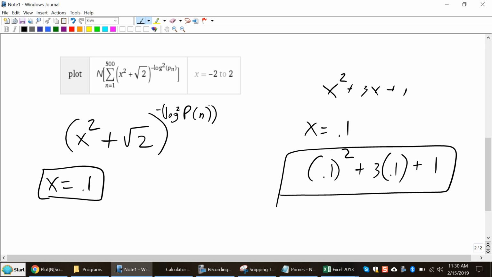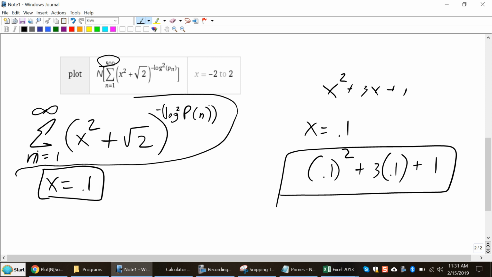I take 0.1 squared, add the square root of 2 to it, and another thing I did is I am summing this from n equals 1 to infinity. Now you say, yeah, but you only had 500 here. Yeah, but the reason why I put 500 here is because mathematics can't handle infinity. All right, so here is the function that I created.